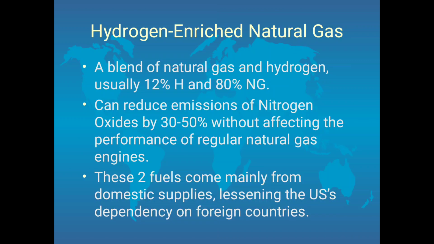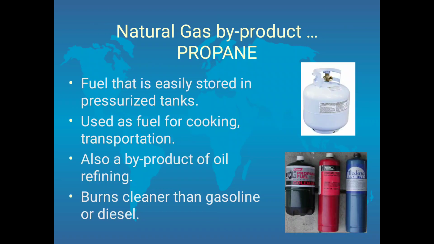Then there is hydrogen-enriched natural gas, a blend of natural gas and hydrogen, usually 12% hydrogen and 80% natural gas. It can reduce emissions of nitrogen oxides by 30 to 50% without affecting the performance of regular natural gas engines. These two fuels come mainly from domestic supplies, lessening the US dependency on foreign countries.